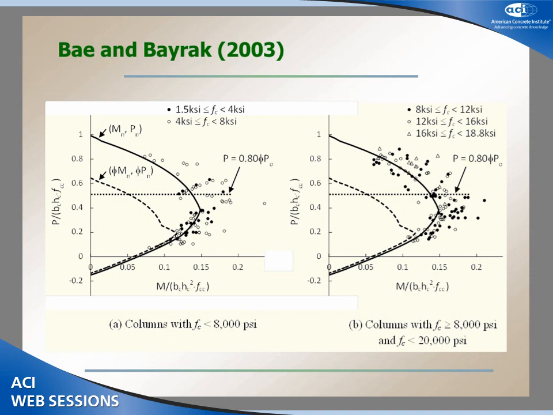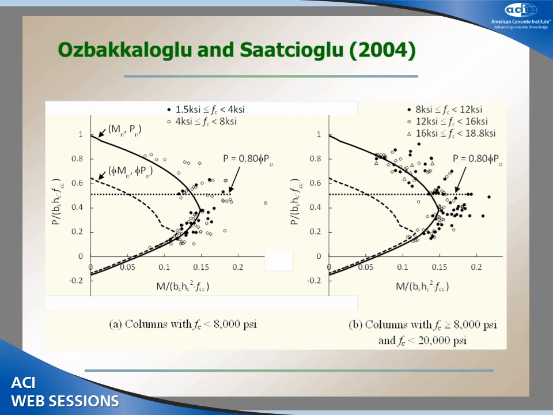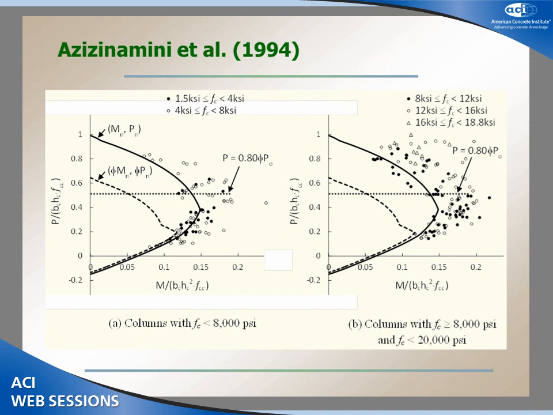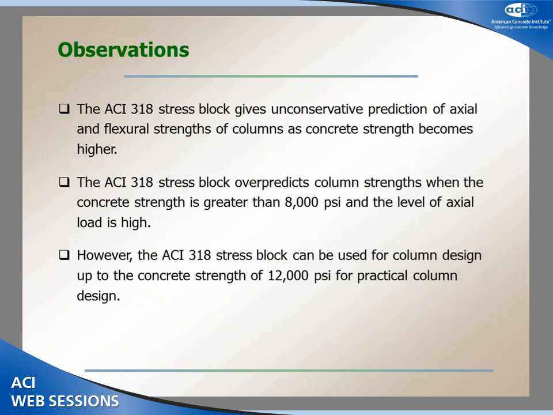Proposals made by Bechtel, well, one of the authors is actually me. It's hard to tell, but in my opinion, that looks okay. The proposals made by Ozbakkaloglu and Saatcioglu also look great. The expressions given by Azizinamini also show some conservative tendency for high-strength concrete. Actually, all the data points with concrete strength greater than 12 KSI are on the conservative side, and some data points are actually located outside the regions of this figure. So they are excessively conservative.